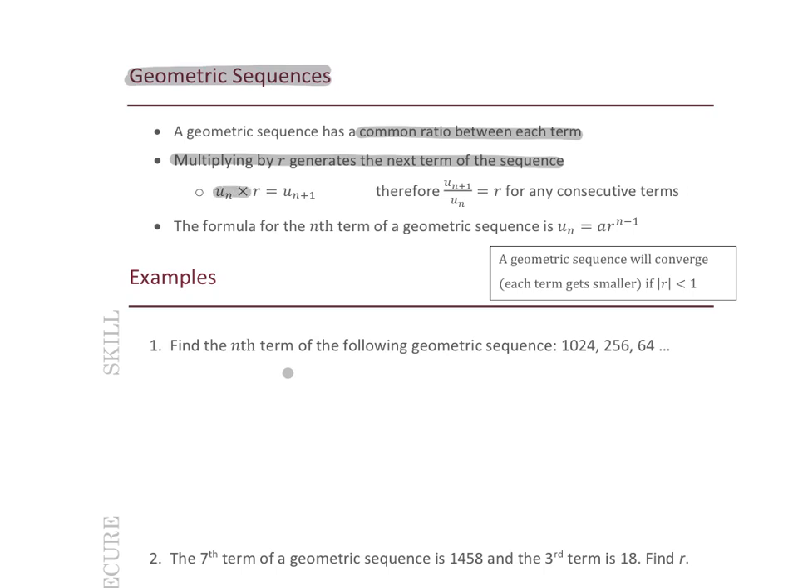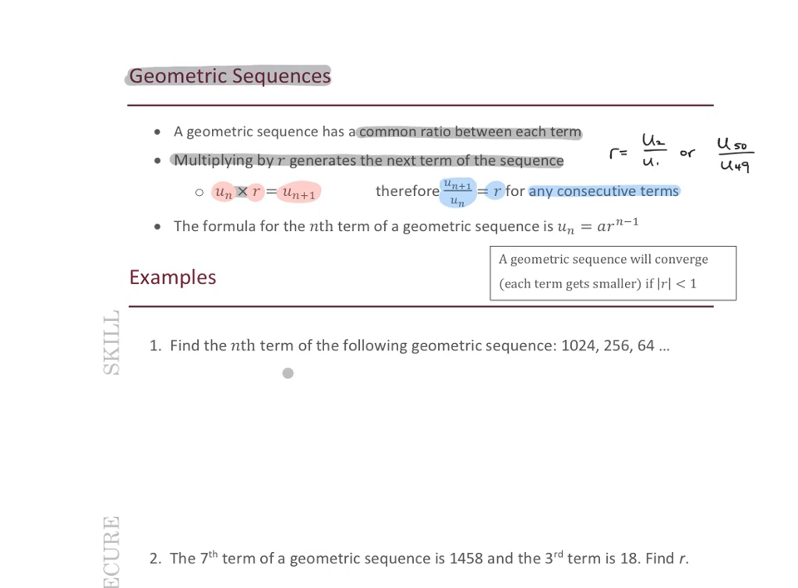un times r equals un plus 1. So what that means is if we take a term, we times it by the ratio, we get the next term. Now what that actually means, and this is really important, is that if we take a term and divide it by the previous term, that's going to get us r for any consecutive terms. So r could equal u2 over u1, or anything up to u50 over u49, as long as we are doing a term divided by the preceding term.